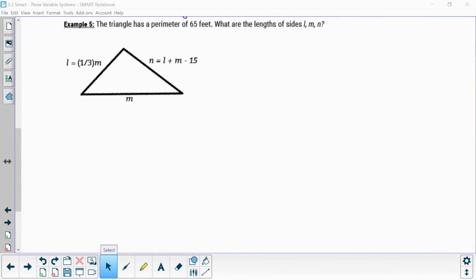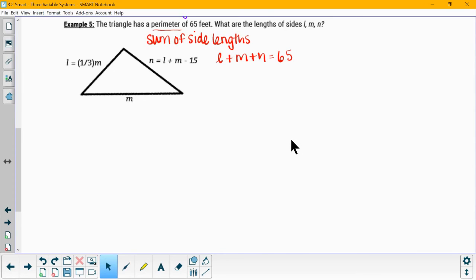And for our last problem, we have the triangle has a perimeter of 65 feet. What are the lengths of sides L, M, and N? If your variables have already been defined, so we have clearly defined sides, you do not have to go in and restate the variables. So I'm going to leave it as L, M, and N. And a perimeter means the sum of the side lengths. So L plus M plus N must equal 65.